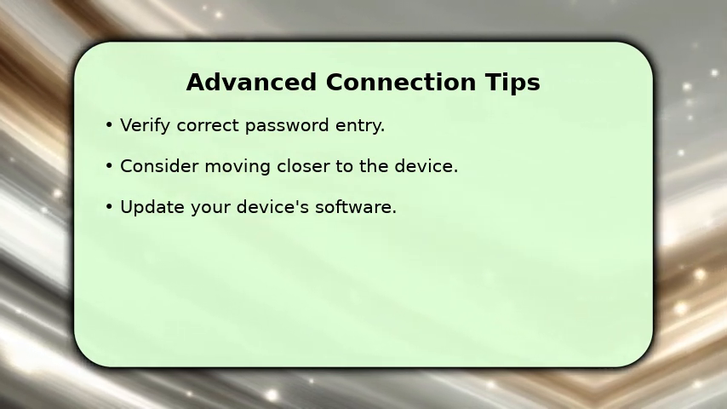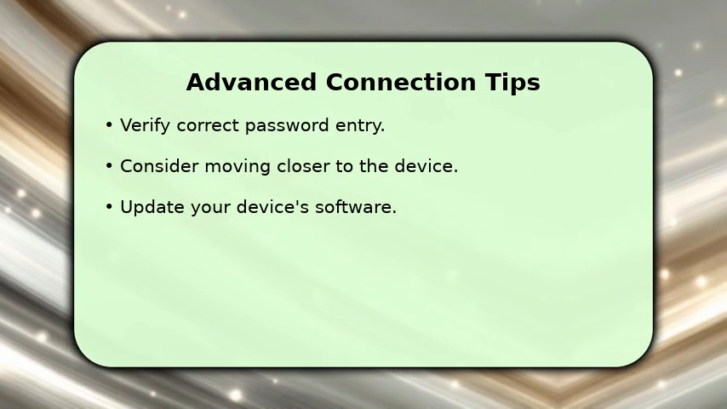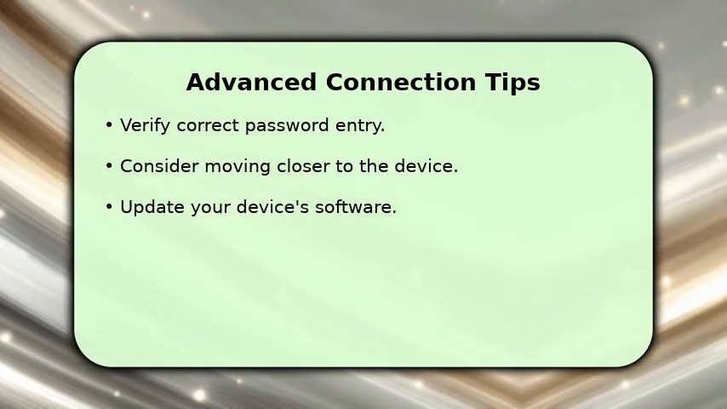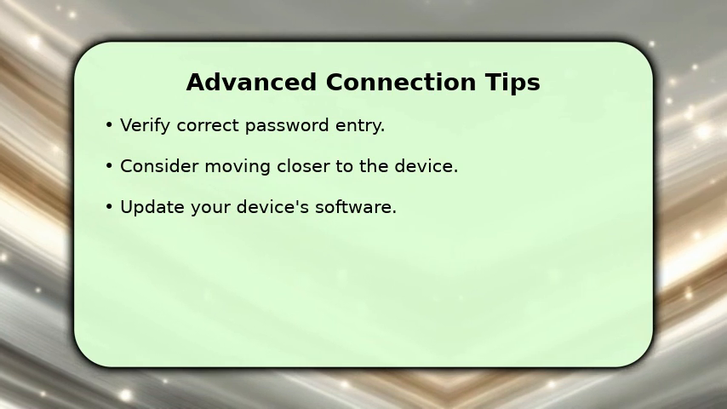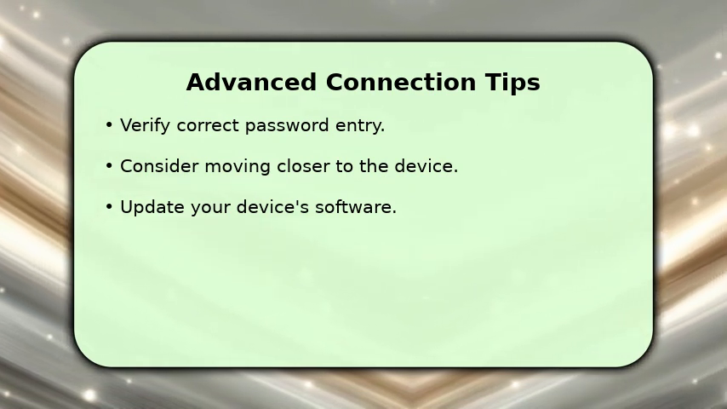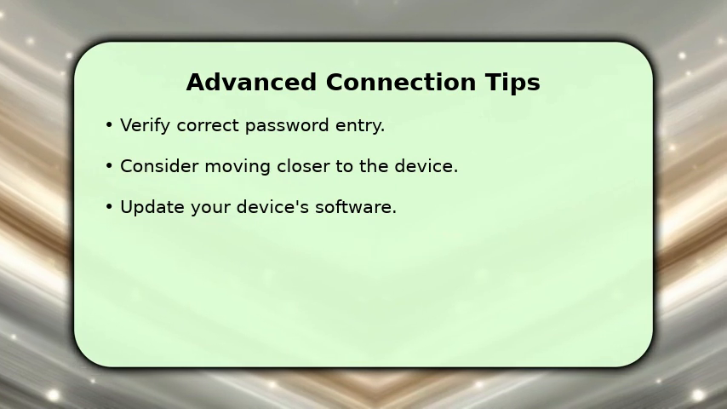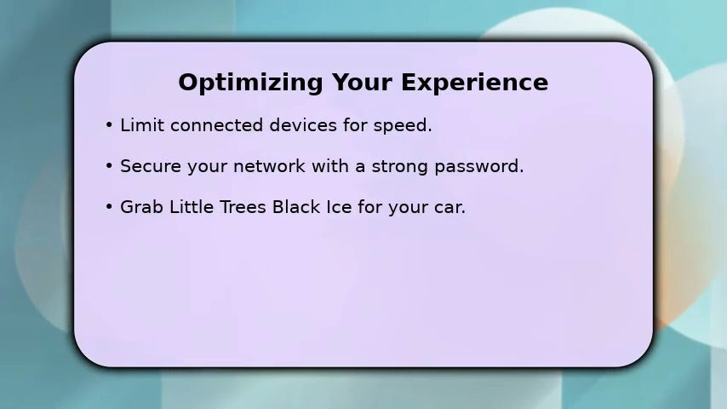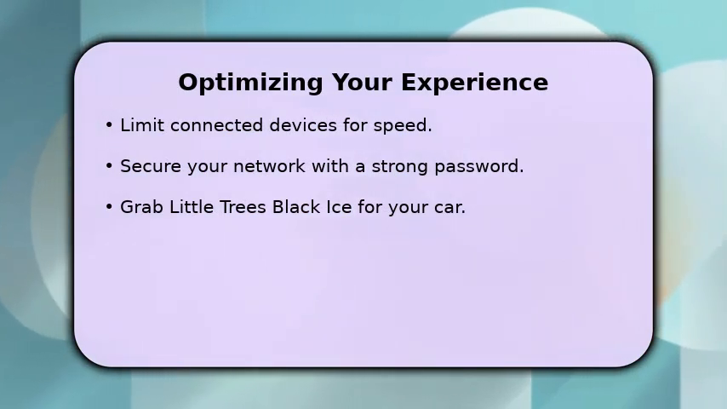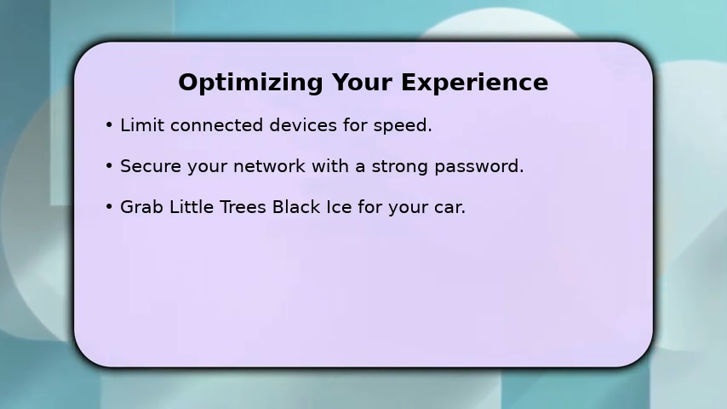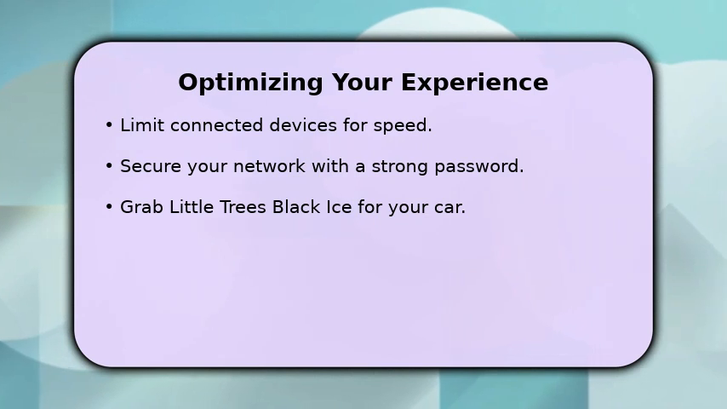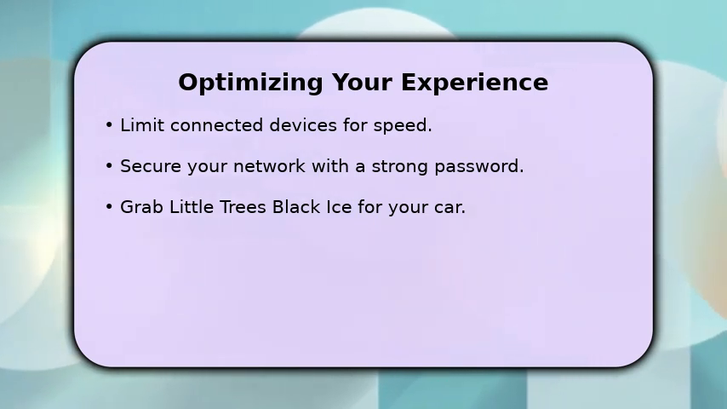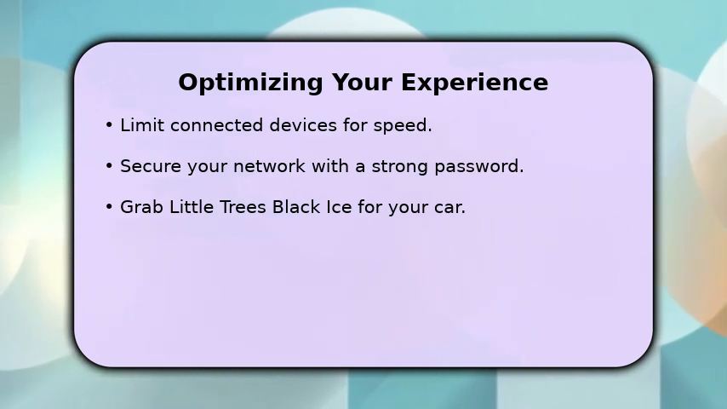Sometimes, simply moving closer to your Zain device can improve signal strength and connection stability. Also, ensure your connecting device's software is up to date for optimal compatibility. To optimize your Zain internet experience, try limiting the number of devices connected simultaneously to improve overall speed. Always secure your network with a strong, unique password to protect your data and prevent unauthorized access.